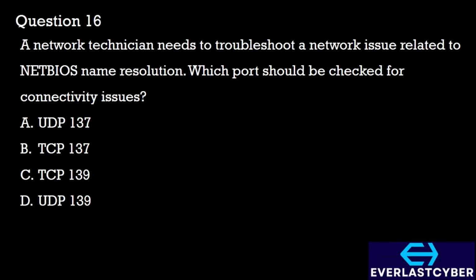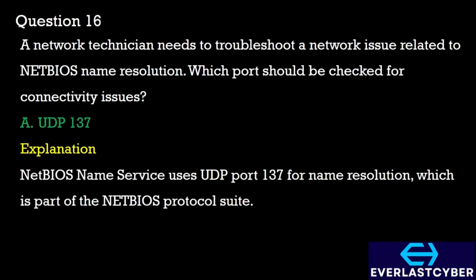resolution, and this is part of the NetBIOS protocol suite. Option B, TCP 137, the NetBIOS name service does not use TCP. It generally operates over UDP. So option B and C are out of it. Looking at option D, UDP 139, the NetBIOS datagram service uses this port for broadcasting and communication, but it is not used for name resolution. So that's why we're going with option A, UDP 137. The NetBIOS name service uses this port for name resolution, and this port is essential for resolving the NetBIOS names into IP addresses on the network.